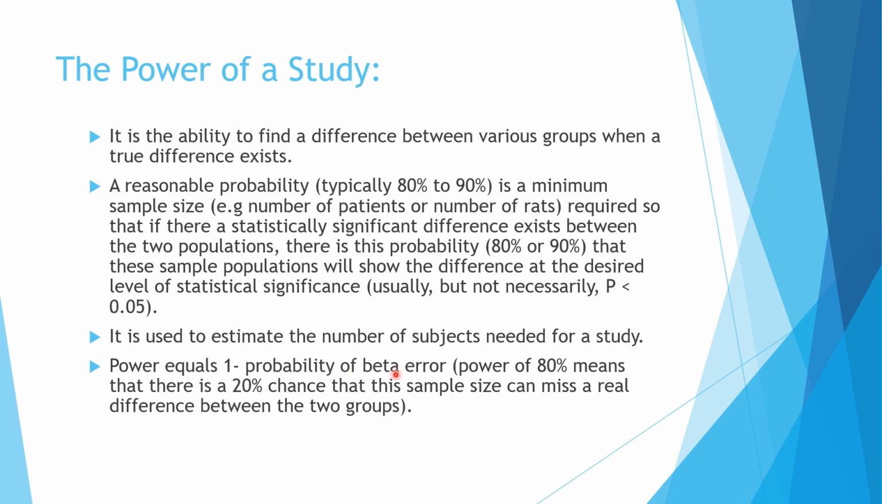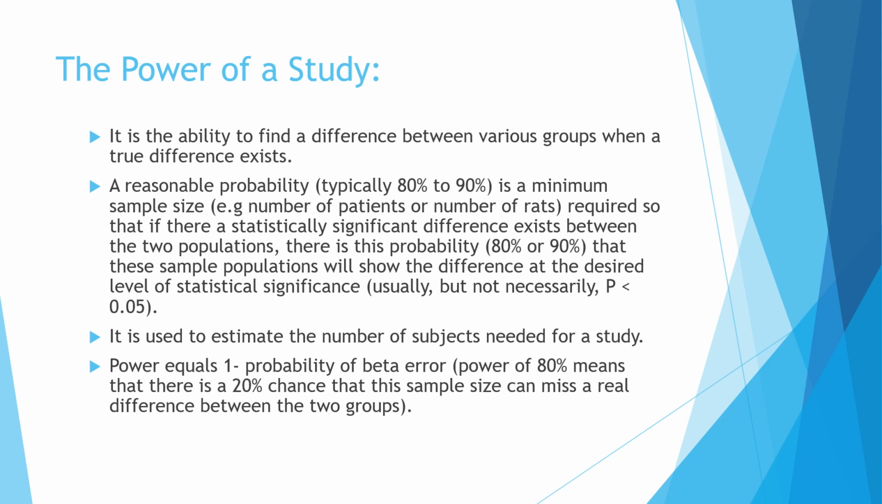Beta error is the false negative, where you say, oh, the treatments A and B are similar, while actually A is better than B. So it is accepting a null hypothesis that is actually wrong. So this is the power. It is 1 minus the probability of beta error, and you use the power to calculate the minimal sample size.